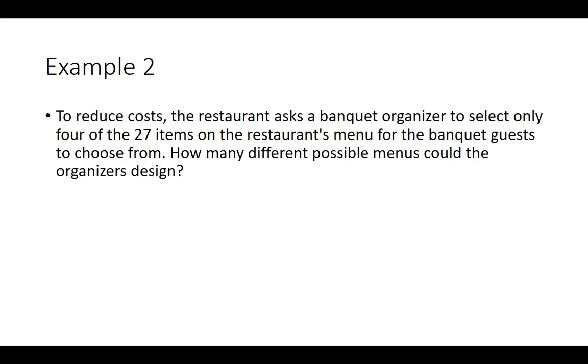So let's take a look at example 2. To reduce costs, the restaurant asks a banquet organizer to select only 4 of the 27 items on the restaurant's menu for the banquet guests to choose from. How many different possible menus could the organizers design? So here order doesn't matter because we're choosing 4 items from the 27 items on the menu, but it doesn't matter what order these 4 items are put in. So this would be a combination instead of a permutation.